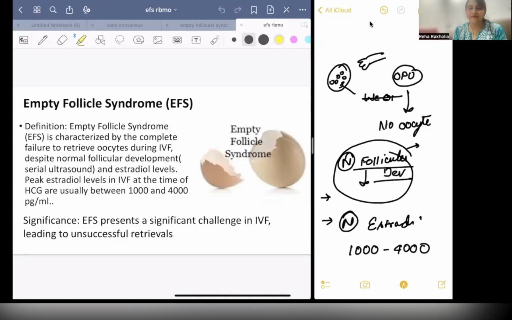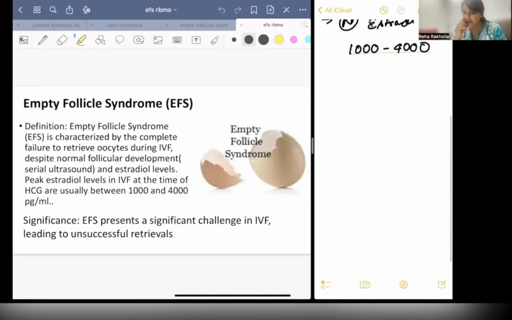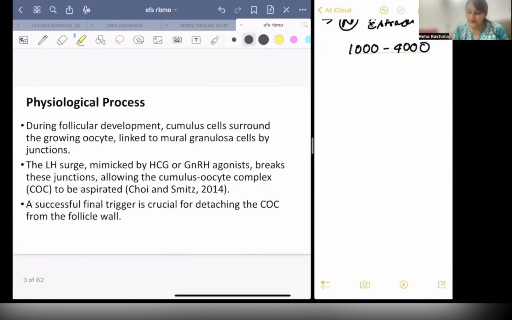And how will we see normal follicular development? We'll see normal follicular development by serial USG. It is a significant challenge in IVF leading to unsuccessful retrieval, and it is a very stressful condition. Because how will you explain to the patient that there is no oocyte retrieved after OPU? It's very difficult to explain to the patient.